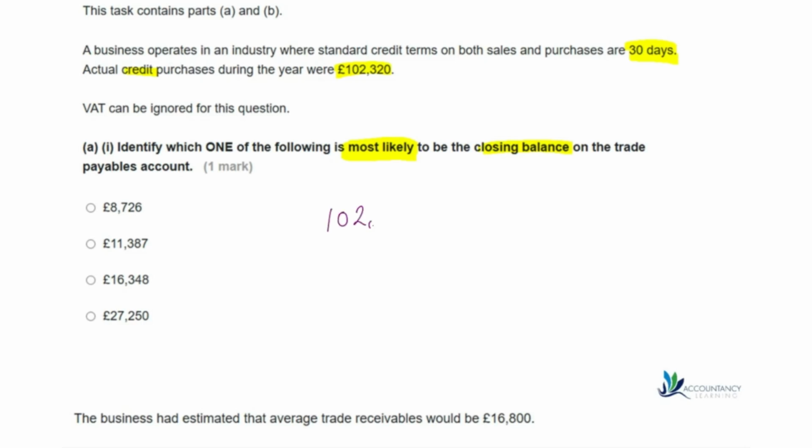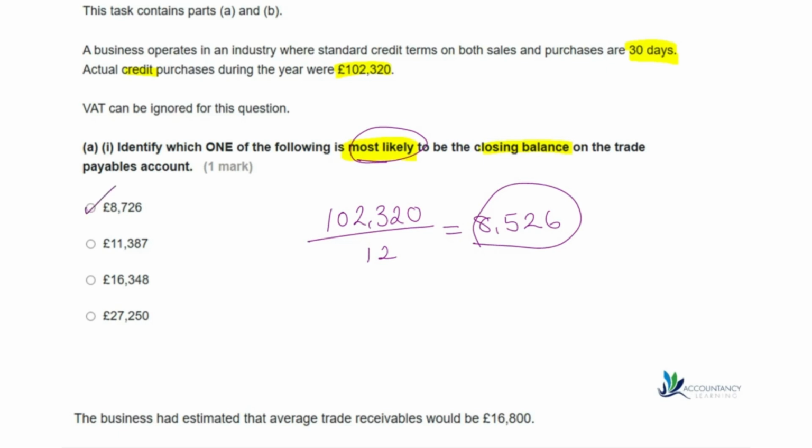So we've got the actual purchases in the year, and we're going to divide that by 12. And so that is roughly a month's figure. Now, this is most likely, so you can see this figure doesn't appear in our list, but we'll just select the one that is closest. So that would be 8,726.